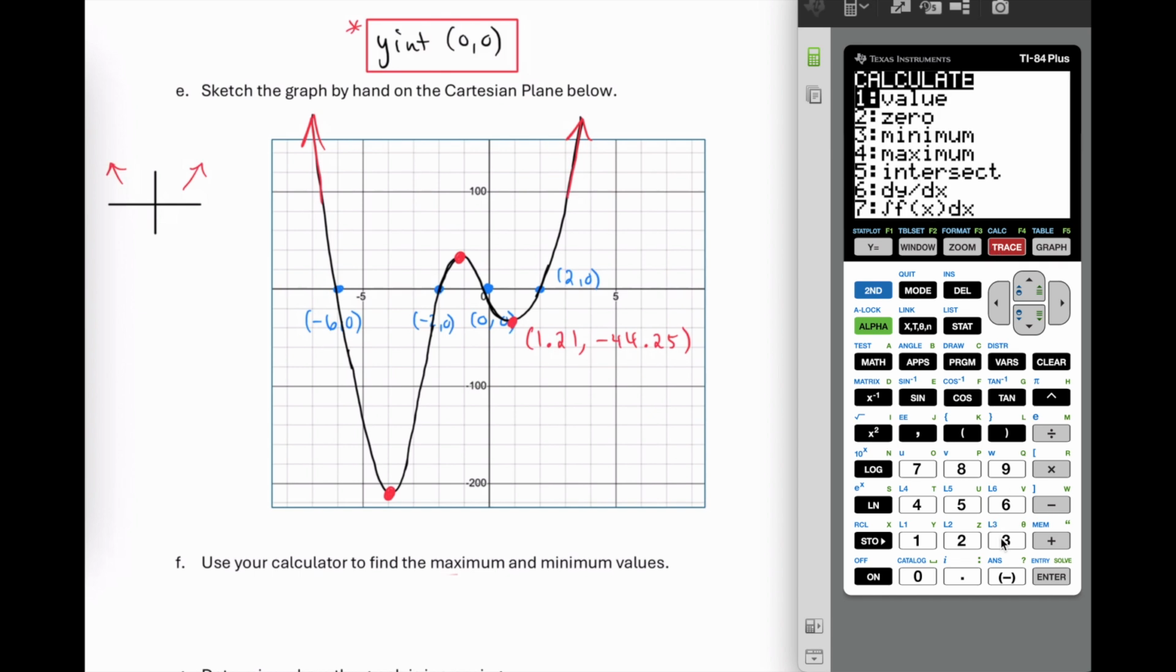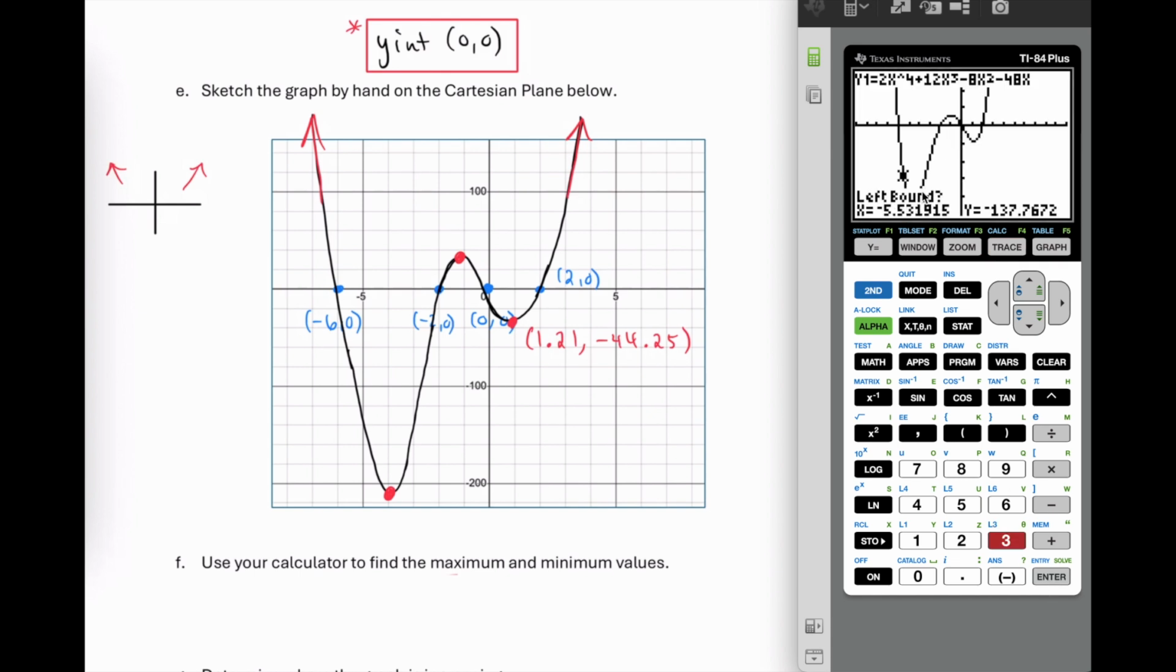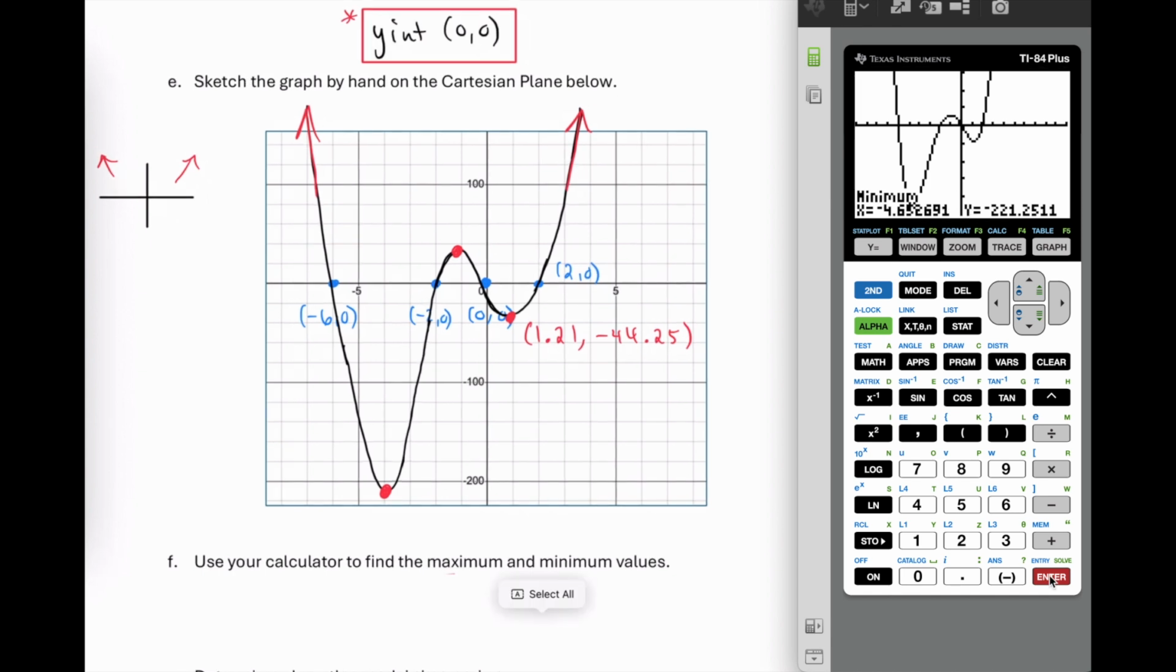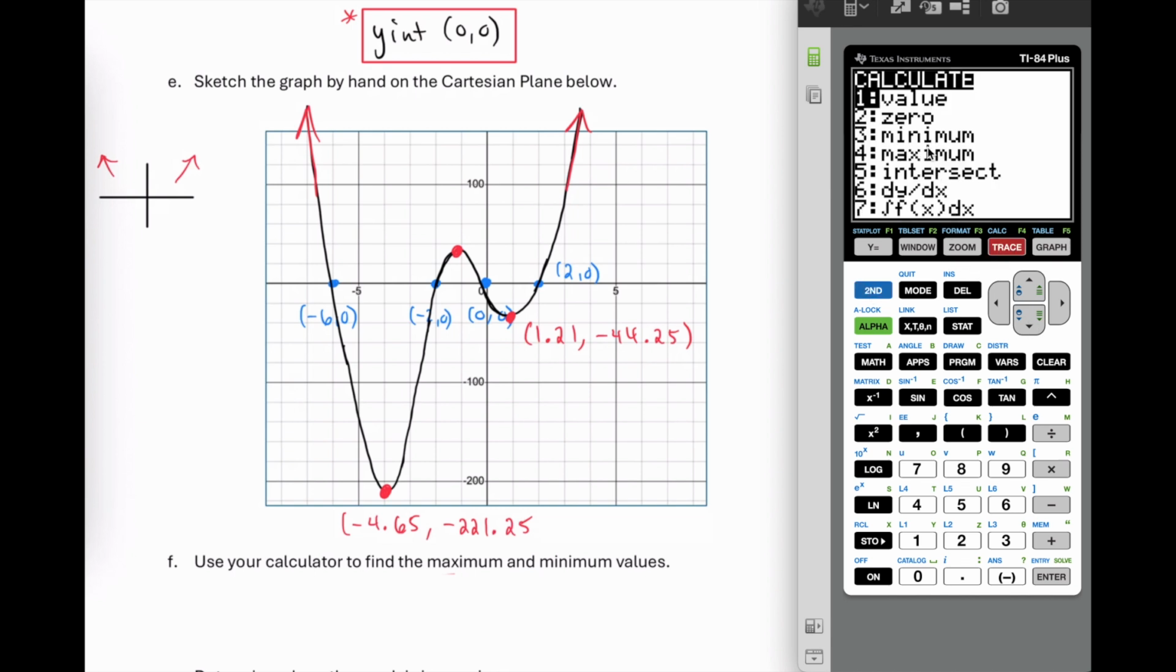Let's go ahead and get the other minimum. So again, we'll select the number 3 function here. Now we need to come all the way to the left of this second relative minimum and hit enter. We're asked for the right boundary for that minimum, so we come to the right of it, hit enter again, and then we put our cursor pretty close to the minimum itself for a guess. And the calculator is telling us that this minimum occurs at -4.65 with a y-coordinate of -221.25.